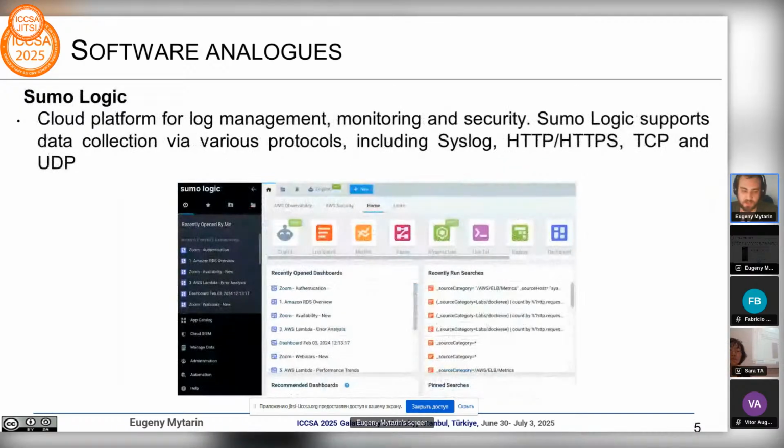Next is SamaLogic, a cloud-based platform for log management and security. It offers robust data collection and analysis, but again falls short in predictive diagnostics. Our hybrid model, as you will see later, enhances the functionalities by integrating machine learning for future state prediction.